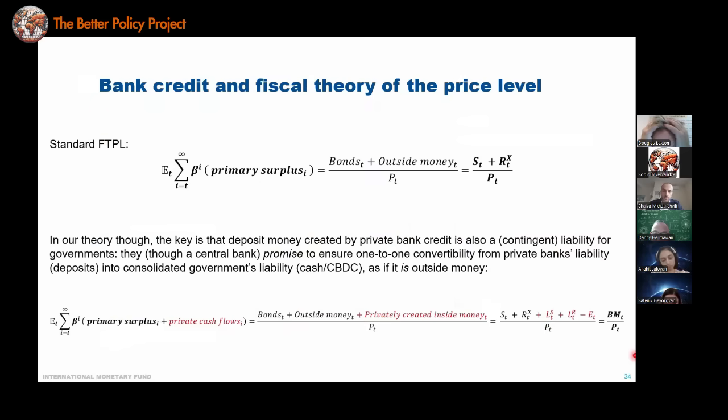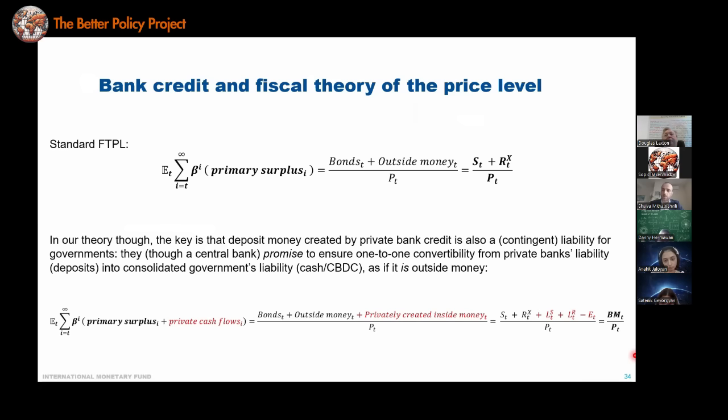And then this is essentially a simple way how the model bridges these two views, a money-centered view or New Keynesian view of the price level and the fiscal theory of the price level. The only addition we need to add to this fiscal theory of the price level is understanding that it's not just government bonds and outside money that represent the public sector's liabilities. The public sector also promises to ensure one-to-one convertibility from outside money into inside money. Governments via the central bank, they promise that deposits are equal to cash.